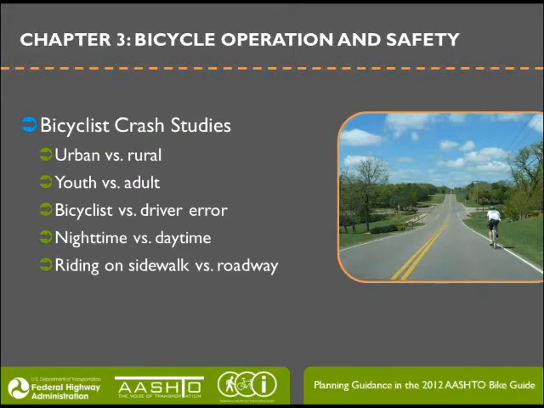This chapter goes into a significantly greater amount of detail on crash studies. The first part of this discussion is a synthesis of several different crash studies that have been conducted over the past 10 or so years. But one of the more important things here is an understanding of the common causes of crashes in different contexts, so urban and rural contexts, or nighttime versus daytime, and also common crashes amongst different user groups, youth, advanced cyclists, etc.